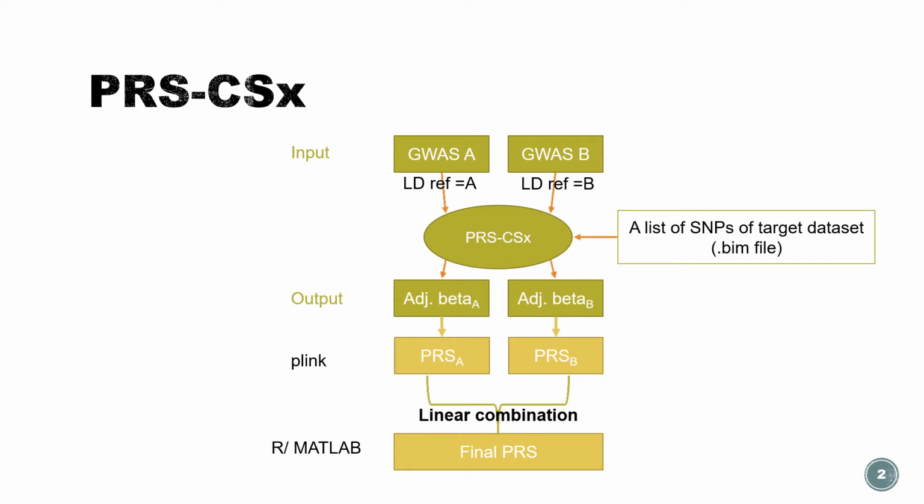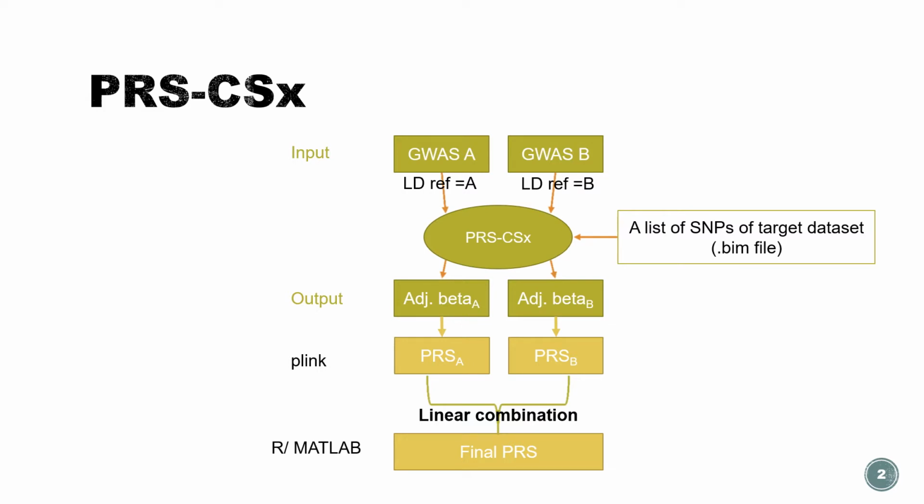This is the workflow of the method. The input is GWAS summary statistics from different populations. PRS-CS adjusts the effect size of each population GWAS using their corresponding LD reference panel. The adjustment of SNP effect size is performed on SNPs that are shared by the input GWAS, the LD reference panel, and the target data. Therefore, PRS-CS needs the prefix of the target data so that it can read the SNP list from the .bin file. The output is two sets of adjusted effect size.